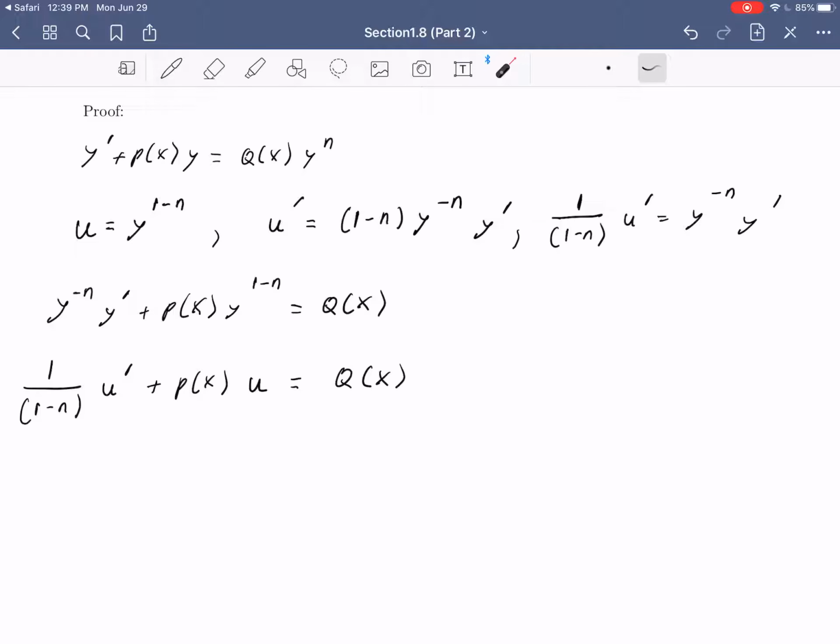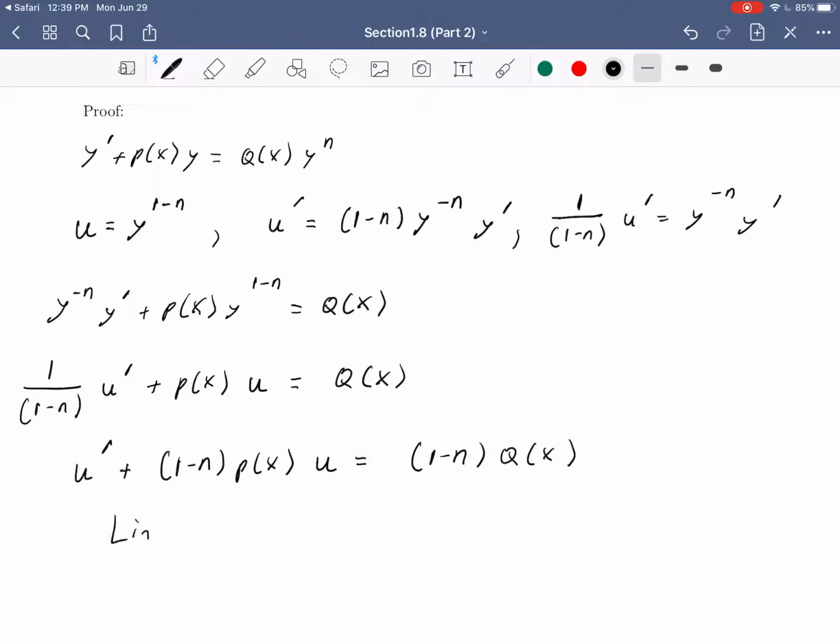If we want to make that a little bit clearer and put it in standard form, all we would have to do is multiply by 1 minus n, and we'd get u prime plus 1 minus n times p of x times u is equal to 1 minus n times q of x. And there we go. Now that actually is linear and in standard form. So it's very clear that this substitution has made our differential equation into something that is linear. So there we go. We've proven this here.